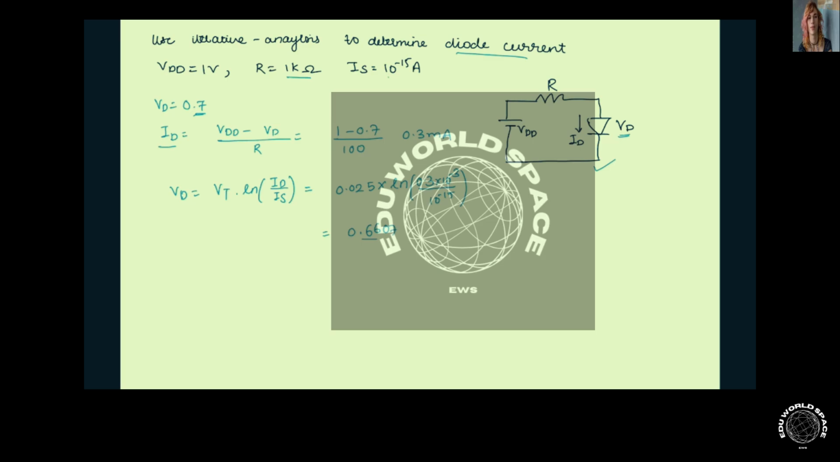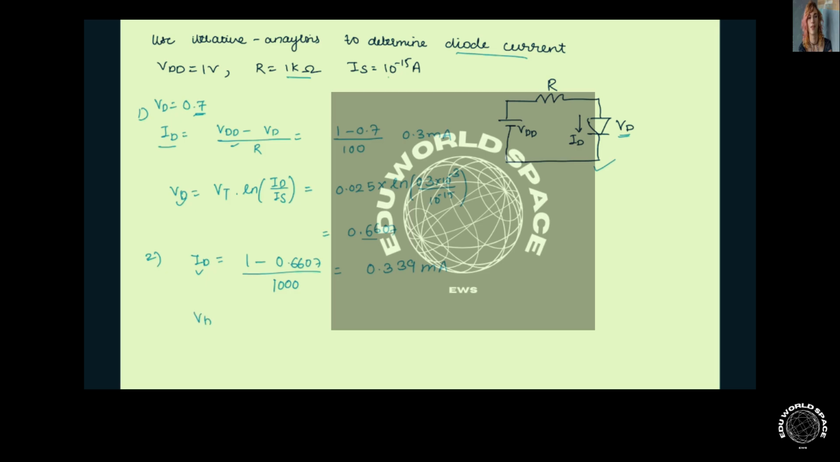So this was the first time. Now we'll do it the second time. We'll calculate ID for this. ID will be 1 minus 0.6607, divided by 1000, using the same formula, and that gives us 0.339 milliampere.